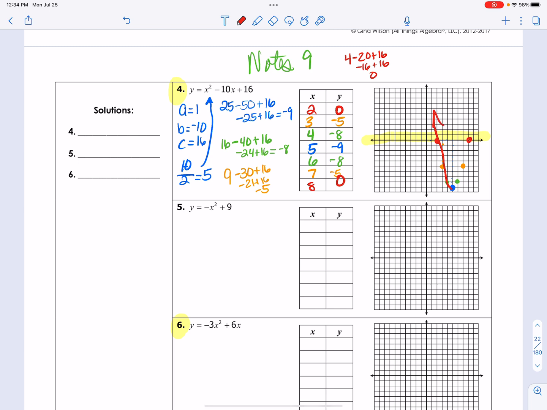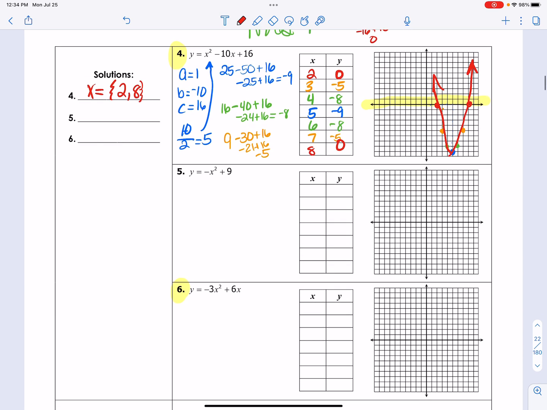So my parabola goes up like this. Okay, so my solutions are 2 and 8. And I don't care what order you put those in. Some teachers you have to go smallest to biggest, but it doesn't matter for me because you just need to tell me where it hits. So again, on 6, I'm looking for where it hits the axis, and once it hits it, I'm done.